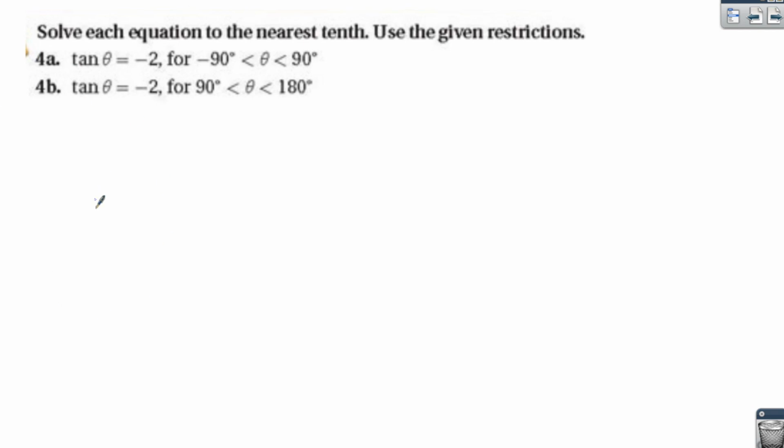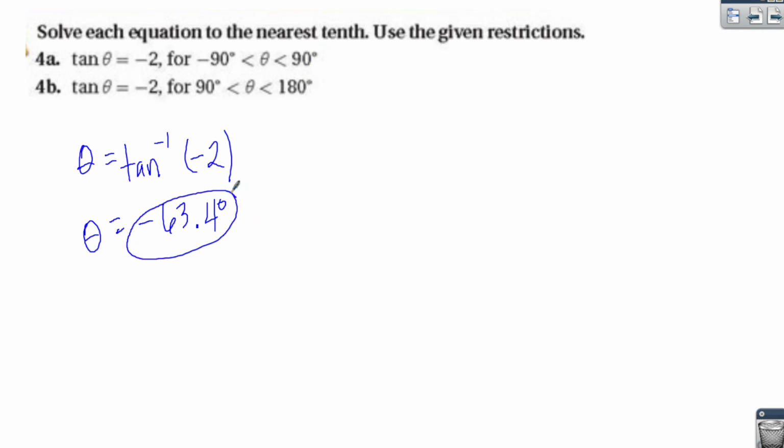All right, we're ready. So in 4a, when you look for the inverse tangent of -2, we're writing it down. Now you are informed, or they're informing us, that the restriction is between -90 and 90. And when you evaluated it in your calculators, we end up with -63.4 degrees. Now check, is -63.4 within the given restrictions? Well, yes, it is. So this is your answer for 4a.